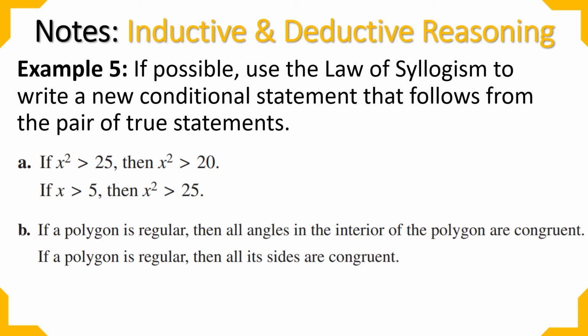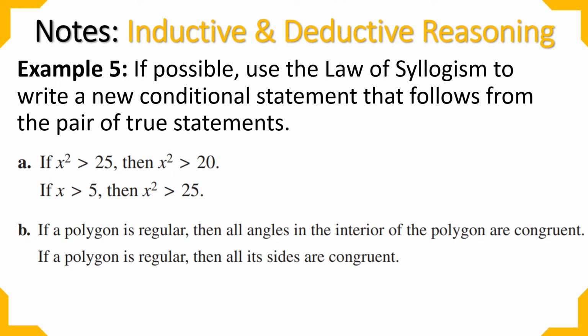An example I provided in class was, if I have a cat, then my cat sheds fur. If my cat sheds fur, then I have fur on my furniture. Therefore, I can make the statement, if I have a cat, then I have hair or fur on my furniture. So we're going to be making a connection of these two statements into one.